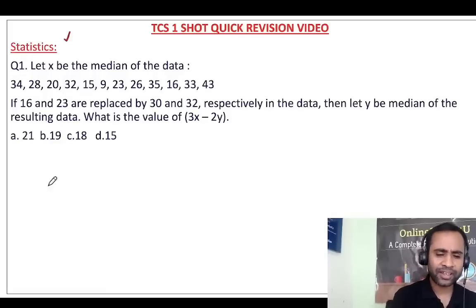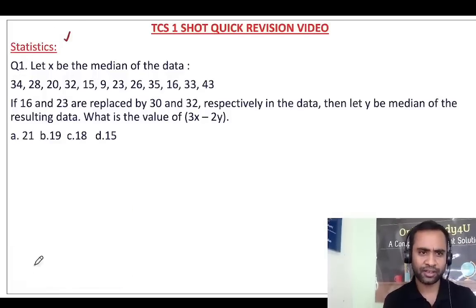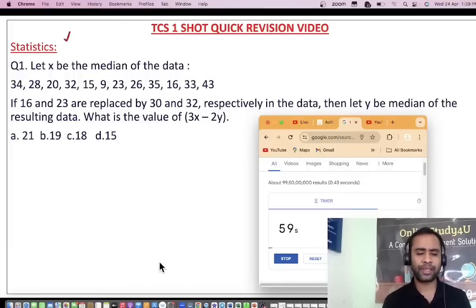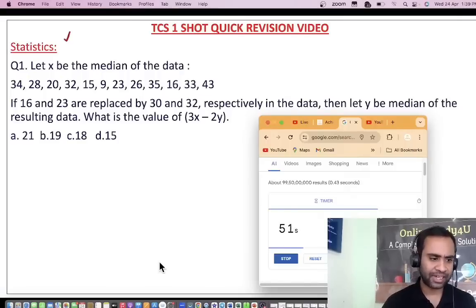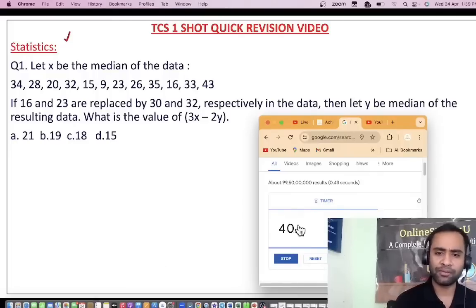Now let us try to solve this particular question. Let x be the median of the data 34, 28, 20, 32, 15, 9, 23, 26, 35, 16, 33 and 43. If 16 and 23 are replaced by 30 and 32 respectively in the data, then let y be the median of the resulting data. Then what is the value of 3x minus 2y? Please solve.